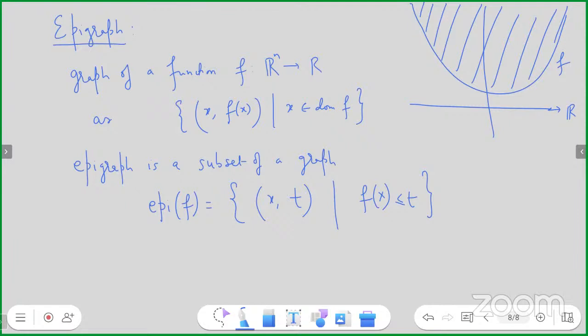So which direction do you think is easy, if at all? If the function is convex, is the epigraph convex? Yes, it is convex. Why? Again, we can just take two points x, t1 and x, t2, and in between, lambda of x, t1 plus 1 minus lambda of t2. Just by elementary calculation. Okay, fine, we'll do this. What about the reverse direction? If the epi is convex, then is the function convex?